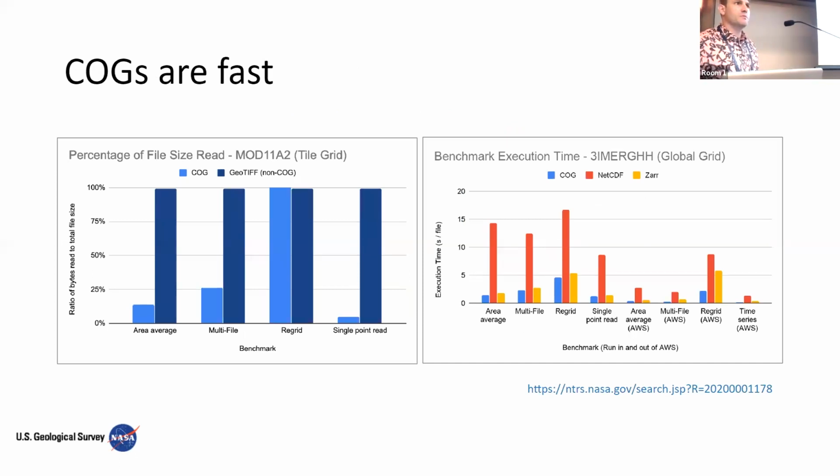I think, Patrick, you were involved in this study, I believe, and COGs are just kind of fast. When you're working with individual pieces within the file, they're fast. They're transferring fewer bytes, and so in general, they are very performant for your workflows.